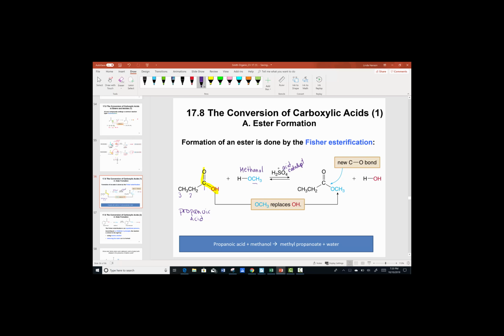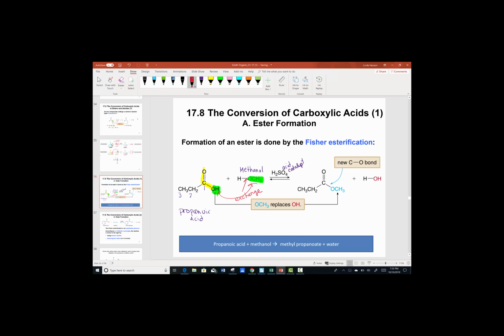Alrighty, so we have propanoic acid, a carboxylic acid, and methanol, which is an alcohol. I want you to notice it's right here between the O and the H that the bond breaks. So the substitution will occur with the OCH3 from the alcohol and the OH from the carboxylic acid. We want to simply exchange their places.